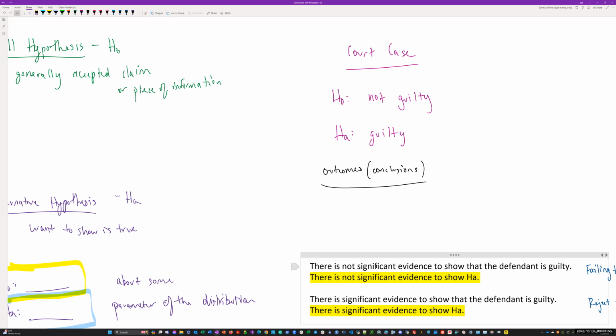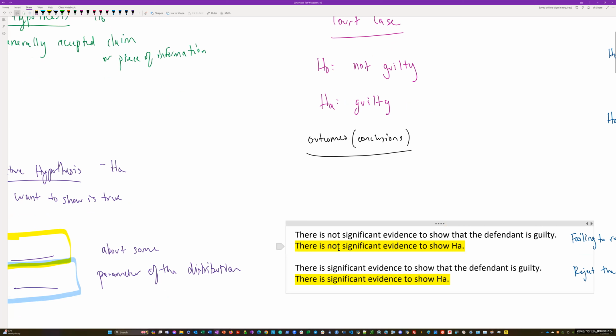Is that correct? All you really say is there's not significant evidence to show that the defendant is guilty. You do not ever state that there was enough evidence to show they were not guilty. You just say, I was not able to show the alternative. So these are the two formats of the conclusions. There is not significant evidence to show HA. There is significant evidence to show HA. Effectively, once you know what HA is, you just regurgitate it back in these sentences. Does that make sense?